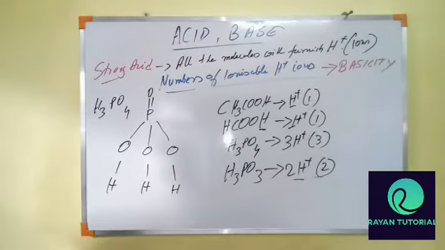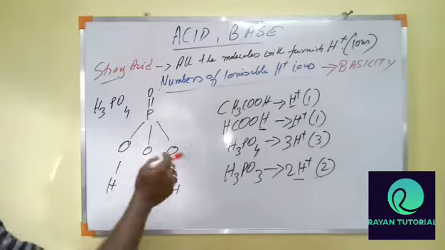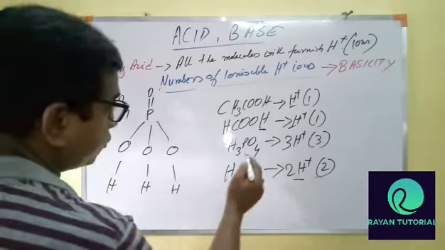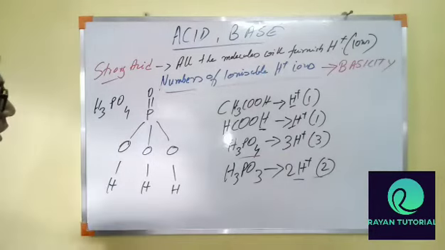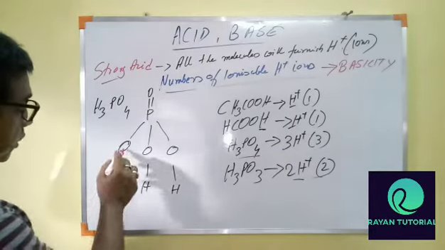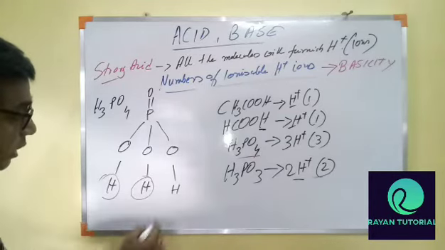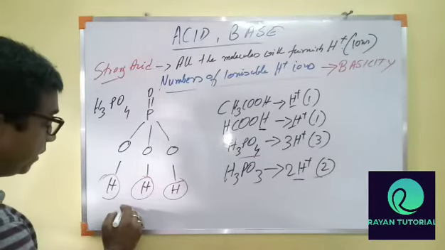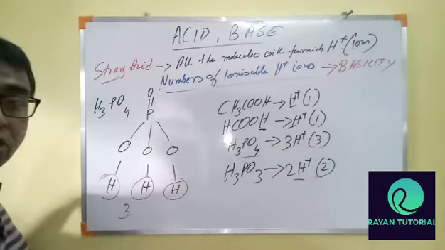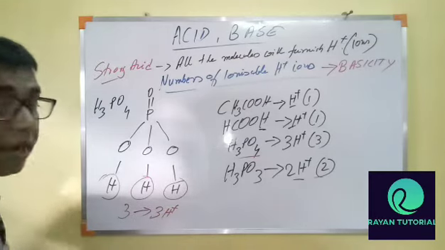Now see, H3PO4. Clear? This is the structure of H3PO4 or phosphoric acid. Now you see here this hydrogen is attached with an oxygen atom, this hydrogen is attached with an oxygen atom, this hydrogen is attached with an oxygen atom. That means there are 3 hydrogens attached with oxygen atoms. So there will be 3 hydrogen ions.